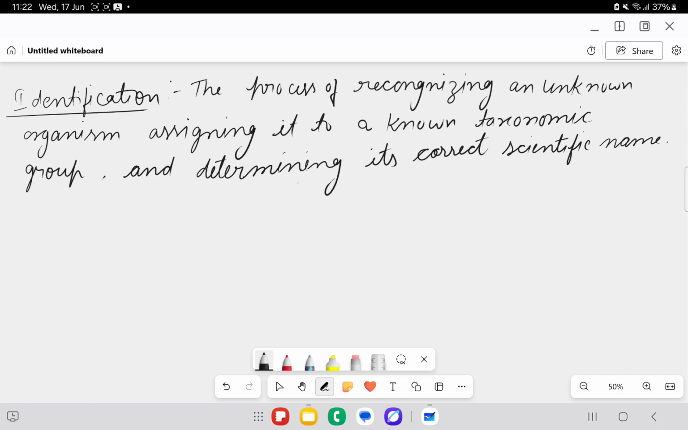Our next definition is identification, the process of recognizing an unknown organism, whether plant or animal, or assigning it to a taxonomic group, meaning a category or a hierarchy, and determining its correct scientific name. This is known as identification.